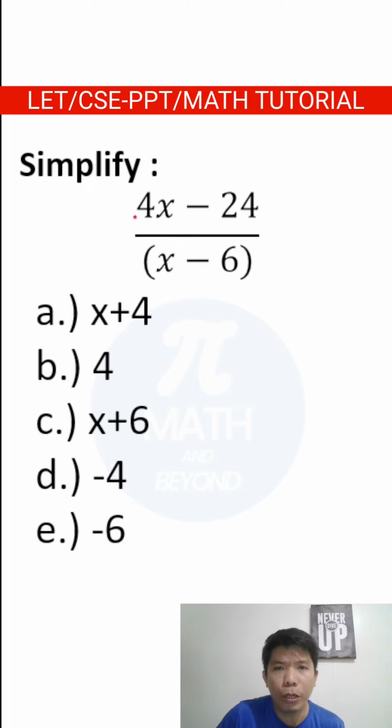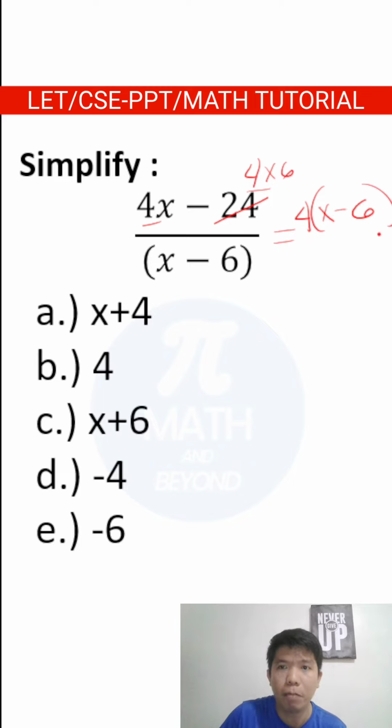What is common between 4x and 24? Take note that our 24 has factors 4 times 6. So now, what is common between the two terms? We have 4 here and 4 for the second term. So therefore, let's take it out. We have 4 times, and we are going to write the remaining factor, x - 6.